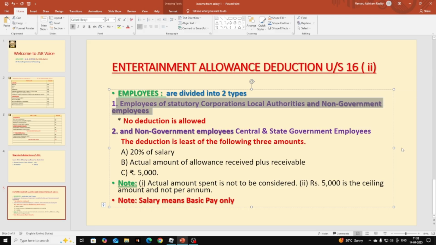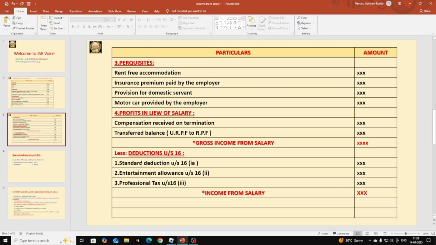If the employee is a non-government employee, no deduction is allowed. So he won't get any deduction for entertainment allowance. It is nil. So at that time you write here, entertainment allowance deduction under section 16 subsection 2 is nil. No deduction for non-government employees. They mention in the question whether he is a government or non-government employee. So if he is a non-government employee, then no deduction. Here it is nil.